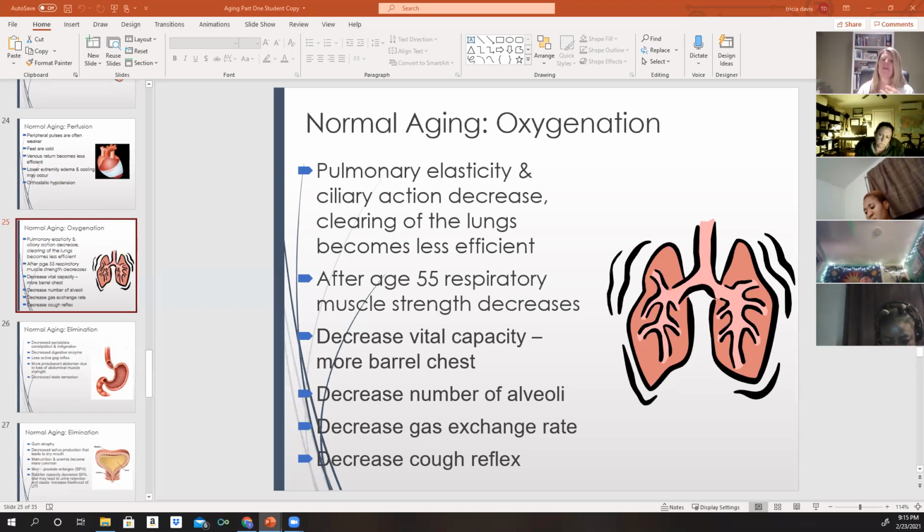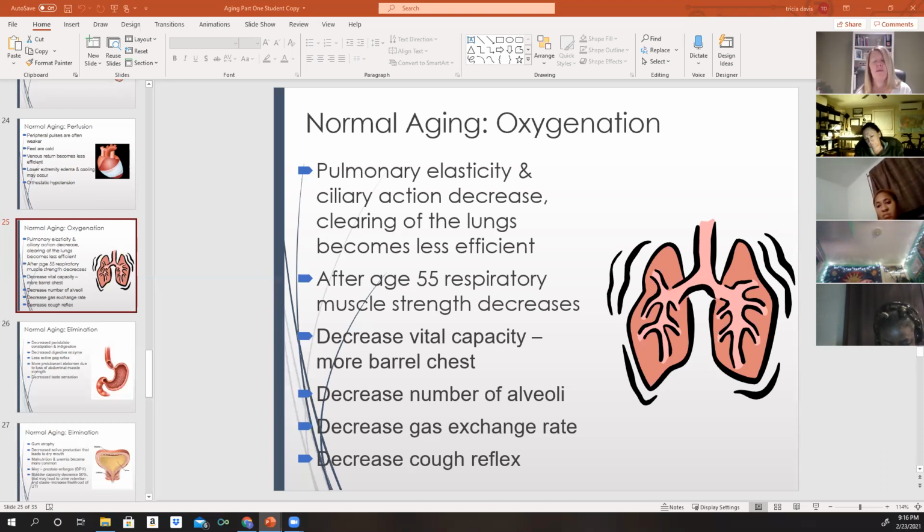And you see this all the time with COPD patients because we fill our lungs with air and then we can't get it all out. So more of it stays in there. That's why you get that barrel chest, because it's always so filled with air. You're going to have a decreased number of alveoli. You know those little alveoli, those little things that look like broccoli on the end. They all open up and help get all that air in. You're going to have a decreased number of them. They're not going to work as efficiently. You're going to have a decrease in gas exchange. And then you're going to have a decreased cough reflex.